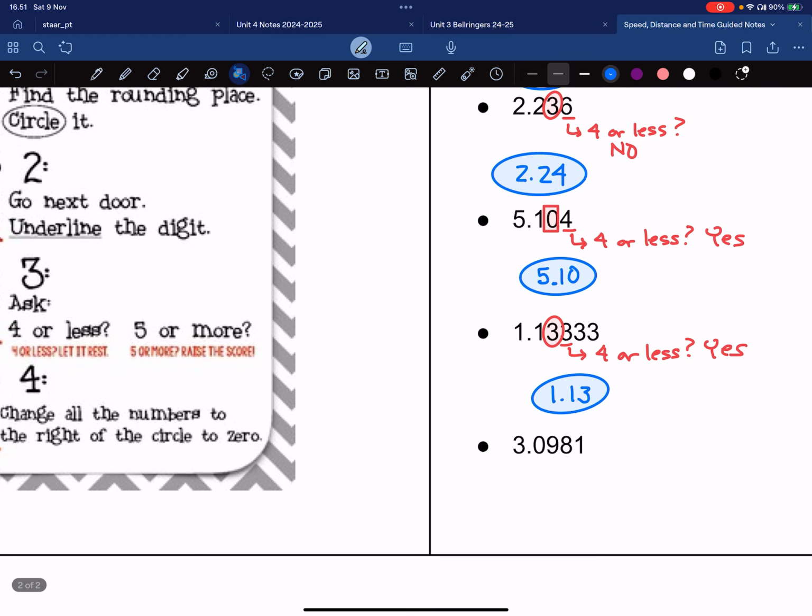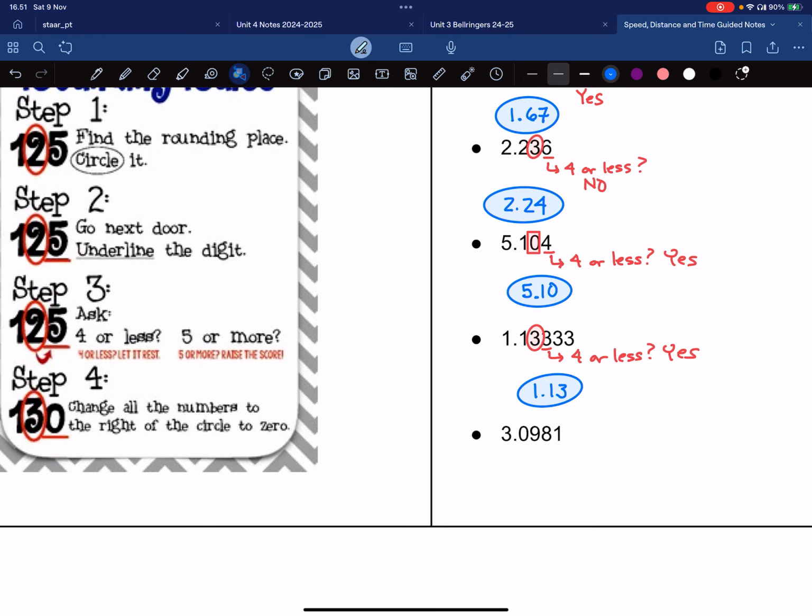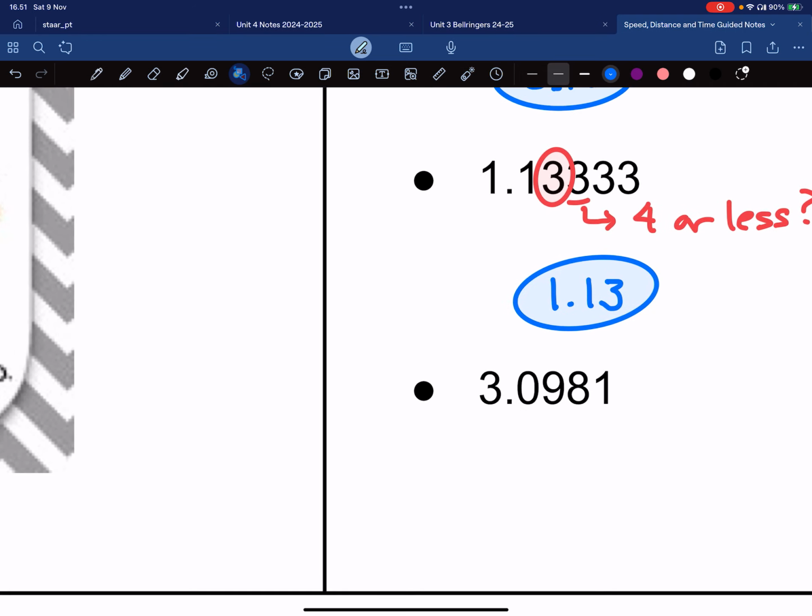Last one. This is the hardest one, and this is the reason I put this one in here. So, circle the rounding digit. There it is, the second one. Underline the digit next door. 5 or more, raise the score.